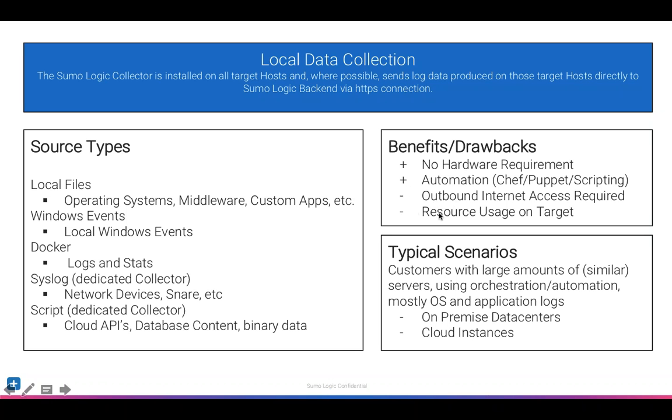And the other drawback is that, of course, there's some resource usage on the target because there is an agent installed. There is a collector installed on that particular machine. What are the typical scenarios that we see here of people using local data collection? Typically we see customers with large amounts of servers, normally very similar servers, using some sort of automation to get these collectors installed on those machines. We see this in on-premise data centers, and we also see this on cloud instances.